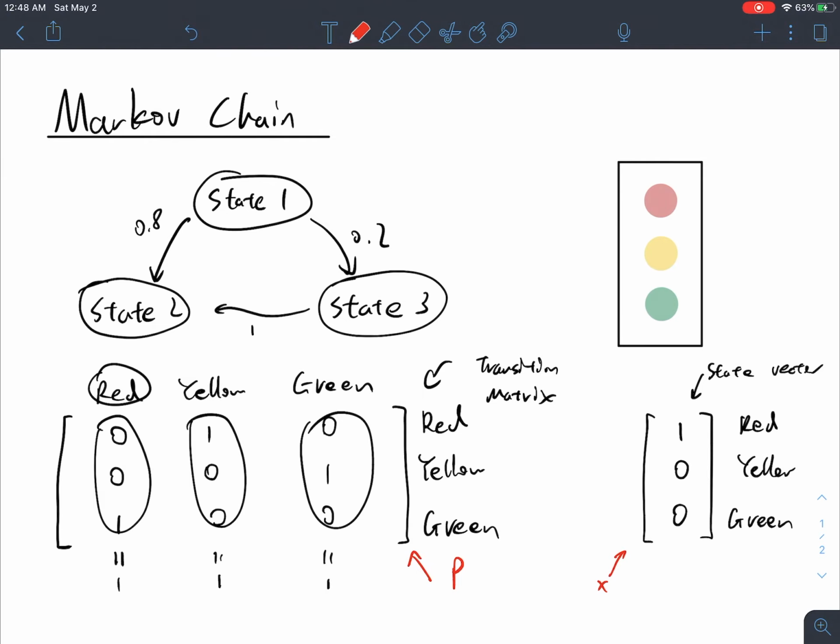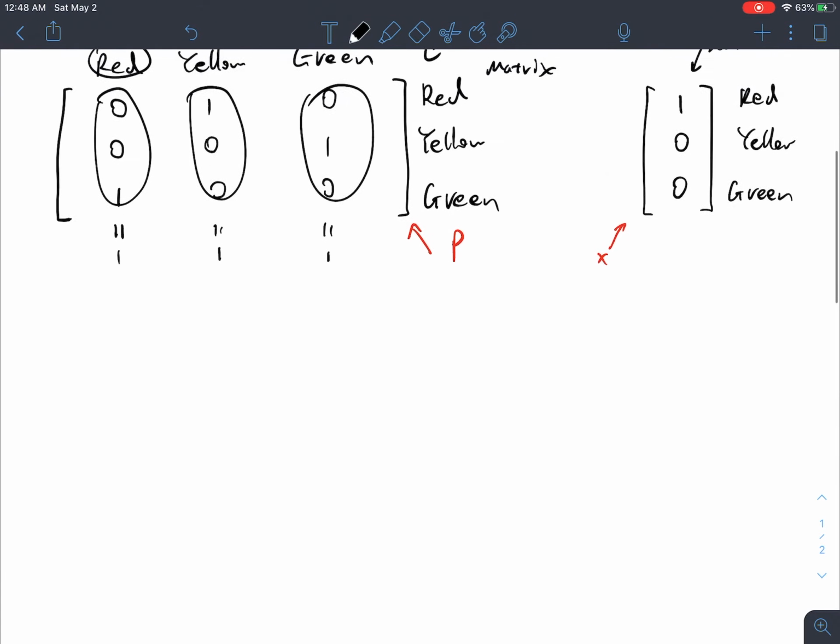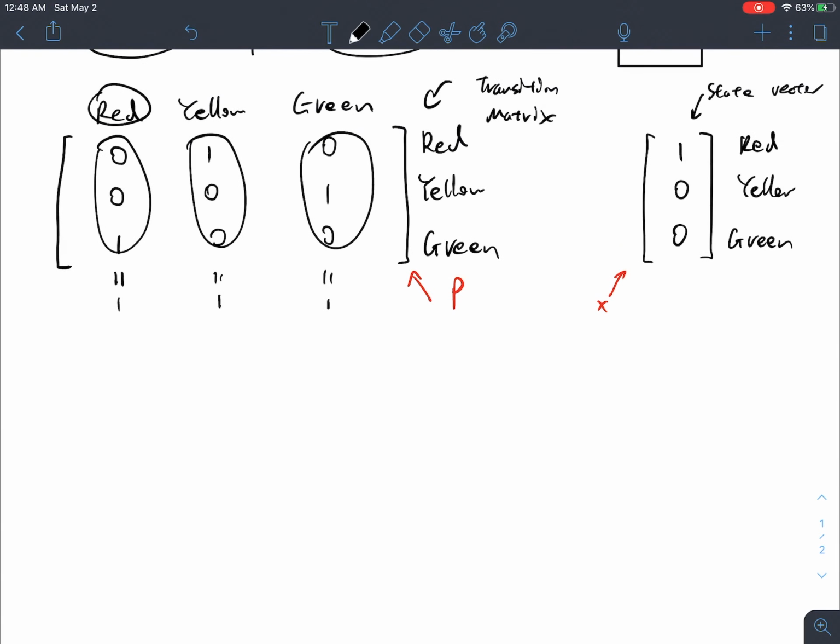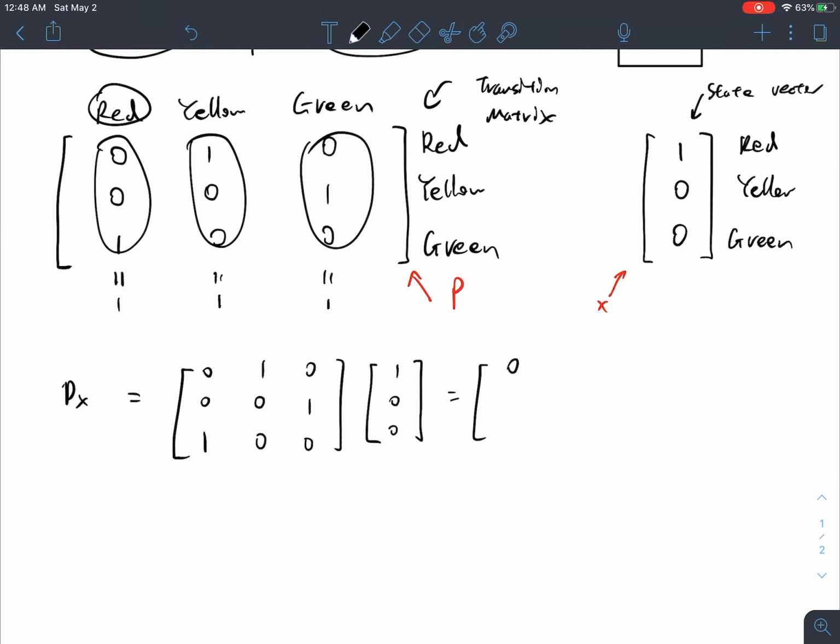Let's name the transition matrix P and the vector X. So the current state will be 1, 0, 0. The next state will be P times X, and that will be 0, 0, 1, meaning the light is green. That's absolutely right, because we know that red will inevitably turn green.